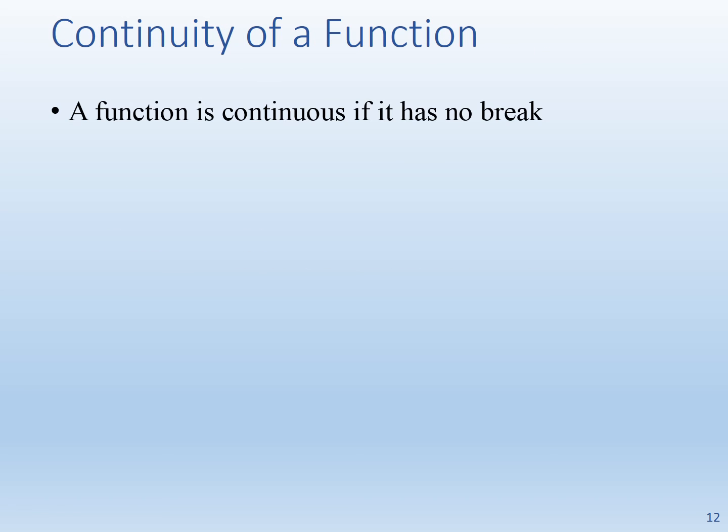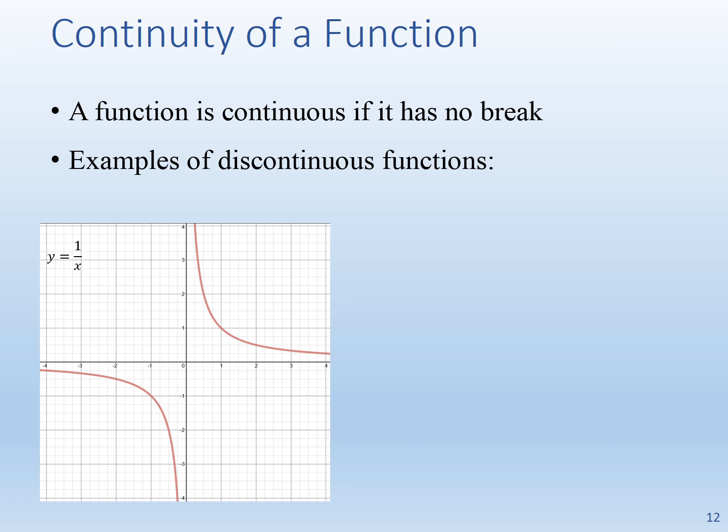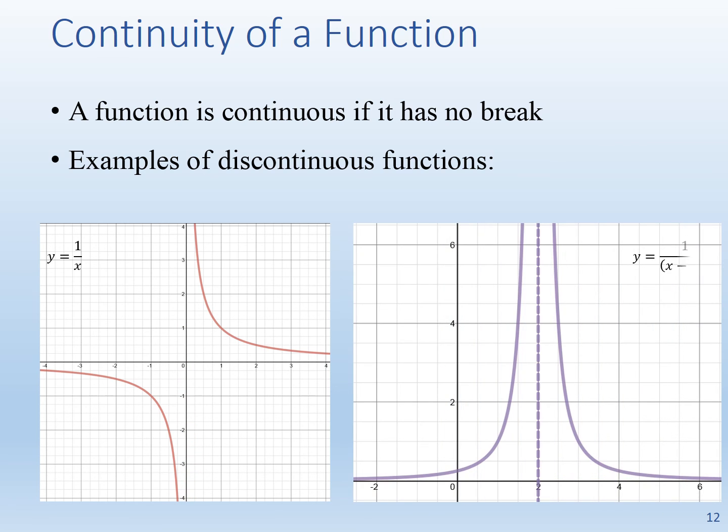Next we'll talk about the continuity of a function. A function is continuous if it has no break. So it's the common meaning of the word continuous. Here's an example of a discontinuous function. This is the graph of y equals 1 on x. And you can see at x equals 0 there, the graph is discontinuous. Another example of a discontinuous function is this one here, where at x equals 2, we have a break there as well.